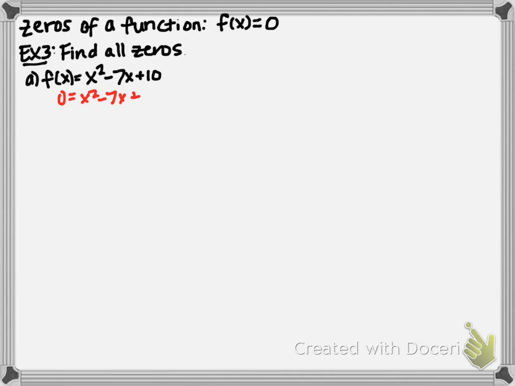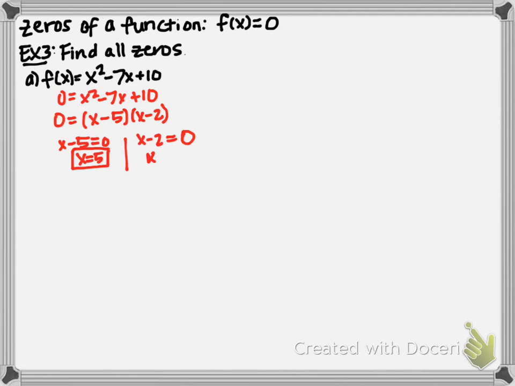So if I set that equal to 0 to solve, I'm going to make sure that I look at that x squared and factor. Once I get it factored, I set each parentheses equal to 0. And I solve each one for x.